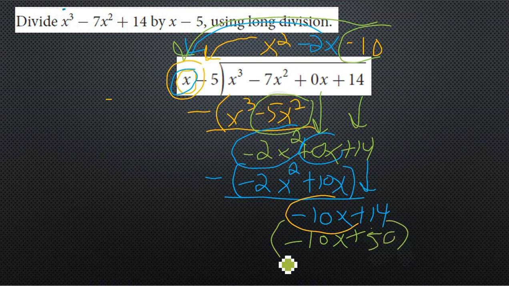And we'll put that in parentheses, and we're going to subtract. And when I do that, my first terms cancel. I'm doing 14 minus 50, so negative 36. Now, I can't divide negative 36 by x, so this is my remainder.